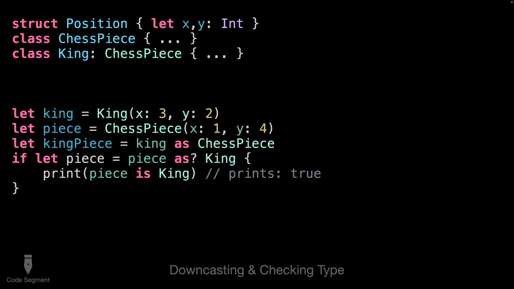Yeah, does that, okay, cool. Any other questions about that before I move to the next piece, which is checking type? So anything else about downcasting and subclasses?